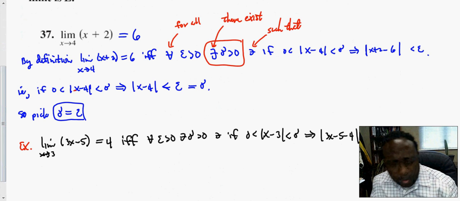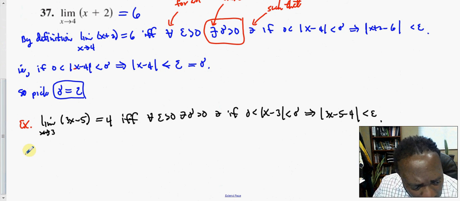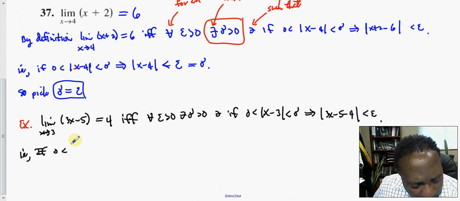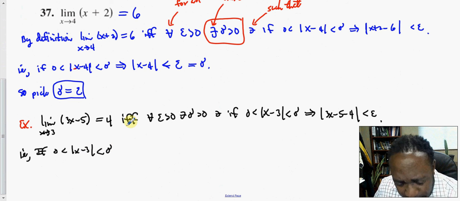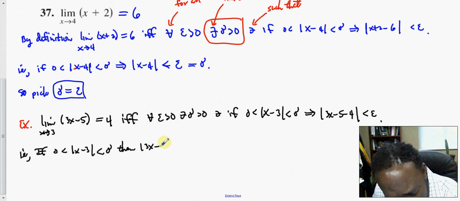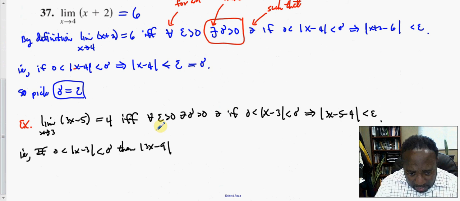Okay. Well, we investigate that. So that is the case. If 0 is less than the absolute value of x minus 3 is less than delta, then the absolute value of 3x minus 9 is less than epsilon, but let's see if we can simplify this.